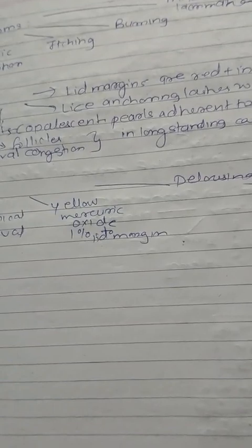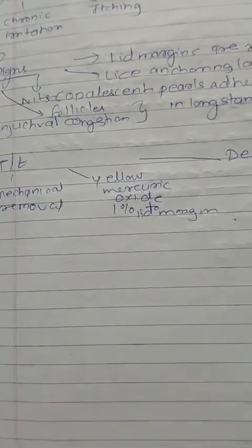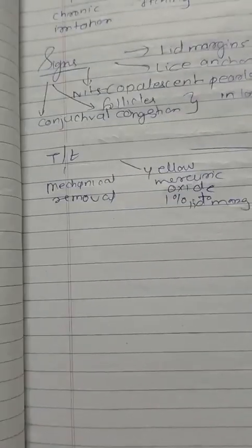Signs include lid margins that are red and inflamed, that is hyperemic, with lice anchoring lashes with closed base of cilia. Then we have nits, opalescent pearls adherent to the base of cilia. Then we have conjunctival congestion in long-standing cases. Treatment includes mechanical removal, yellow mercuric oxide 1% at the lid margin, and delousing. So these were basically the disorders which involve the eyelid margin.